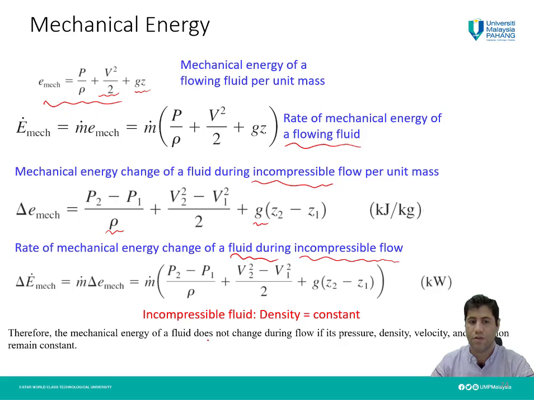Therefore, the mechanical energy of a fluid does not change during flow if P2 minus P1 is constant, or the density, velocity, and elevation remain constant. The mechanical energy of the fluid will be constant because P2 and P1 are the same, V2 and V1 are just V, and Z2 and Z1 are just Z, so this is 0, this is 0, this is 0. So the change of mechanical energy of the system will be 0 if we don't have any change in elevation, velocity, or pressure of the system.